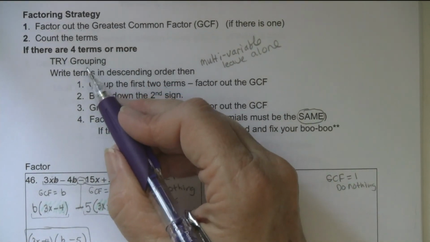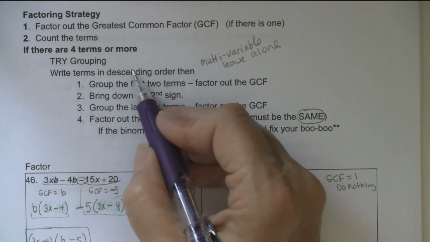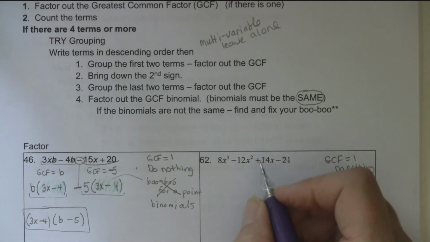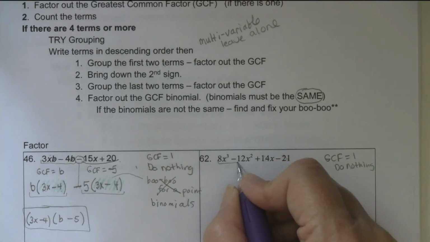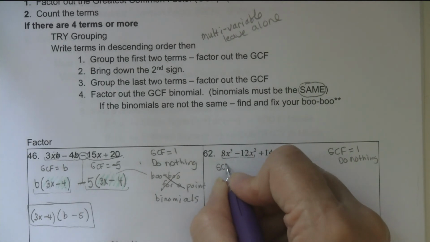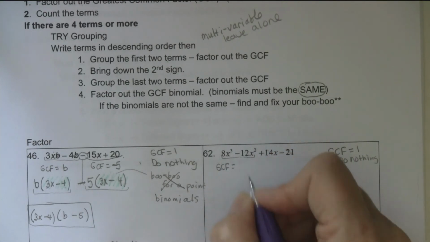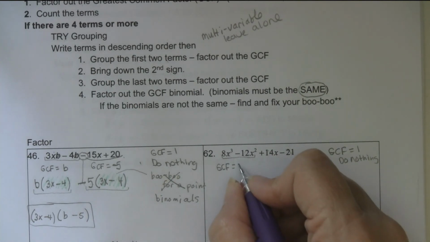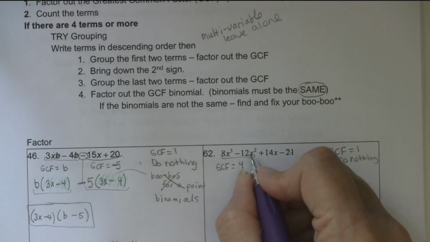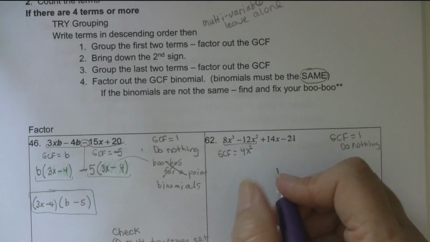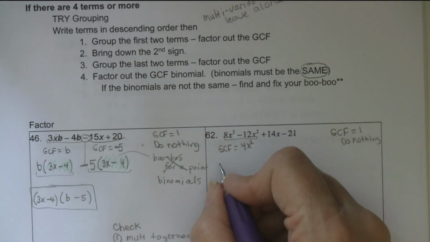You try grouping. If it's possible to write them in descending order, get them in descending order. Got them in descending order. So you're going to think about the first 2, and you're going to think about what is their greatest common factor for the first 2. Well, 8 and 12 do have something in common. They both divide evenly, not by 8, but by 4. And x to the third and x to the second have something in common. They have the smallest of the variable, x to the second, in common. So the greatest common factor for that is 4x to the second.